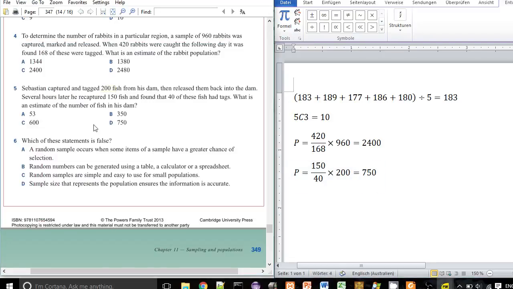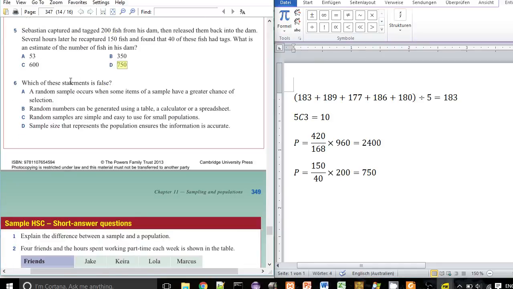Cool. Alright. D. It's false. I love when they say that. That's really confusing. Which one is false? So there's 3 that are true. That's not random. I think that one's false. They should all have an equal chance.